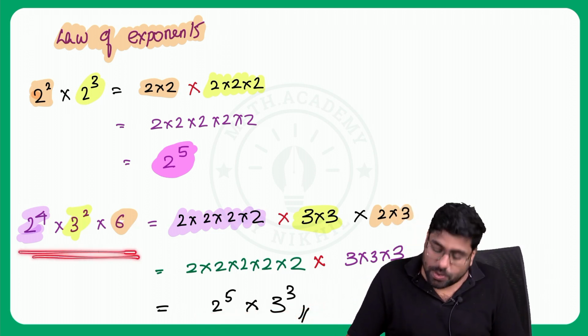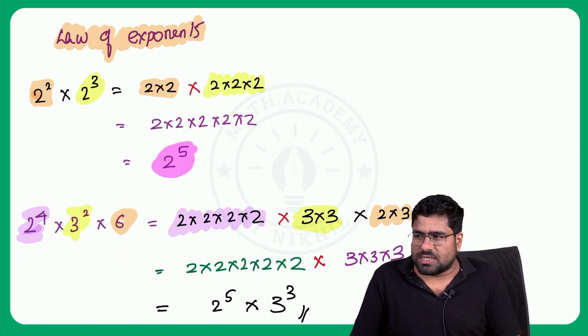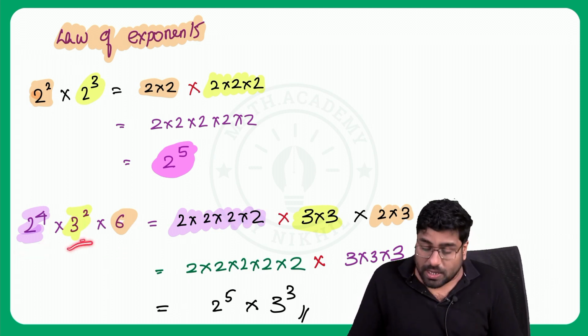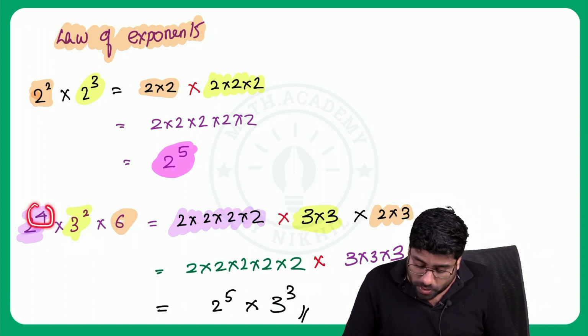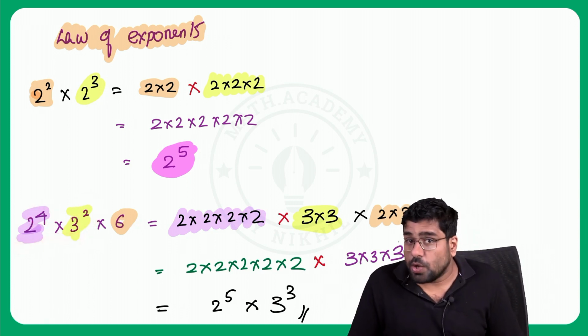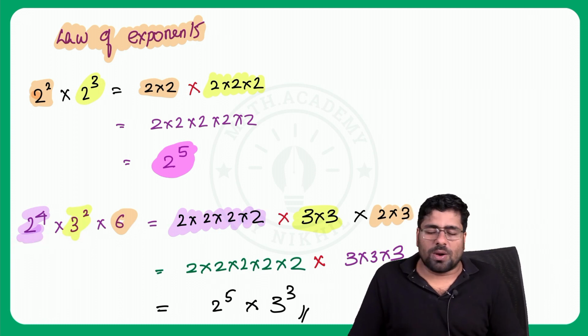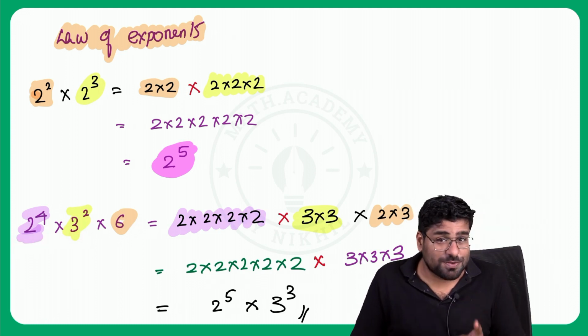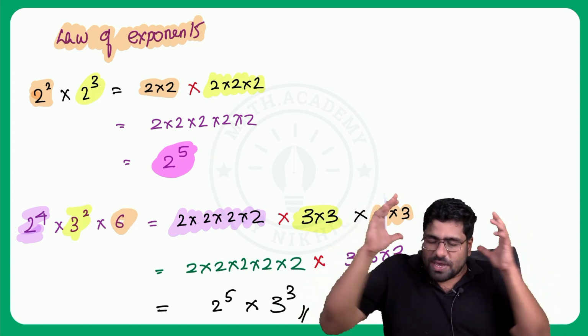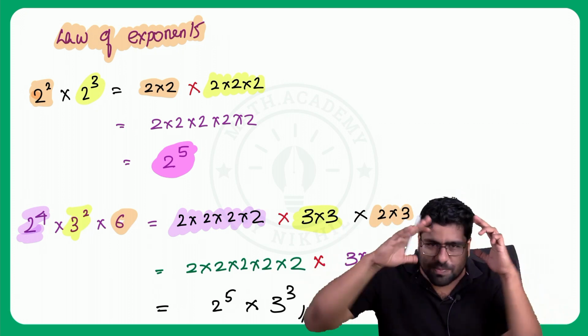In this question, which we'll be visiting once again, you can see 2 raised to 4 into 3 square. You cannot add this 4 and this 2. Why? Because the bases are different. When the bases are different, you don't go around adding all the exponents. The exponents can be added only when the base is same. Is that clear? I'm repeating it so that it just goes into your mind. The bases should be same, the bases should be same, the bases should be same.